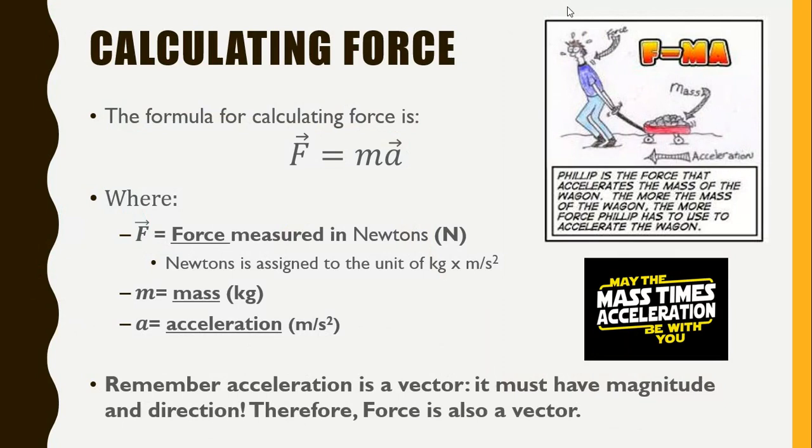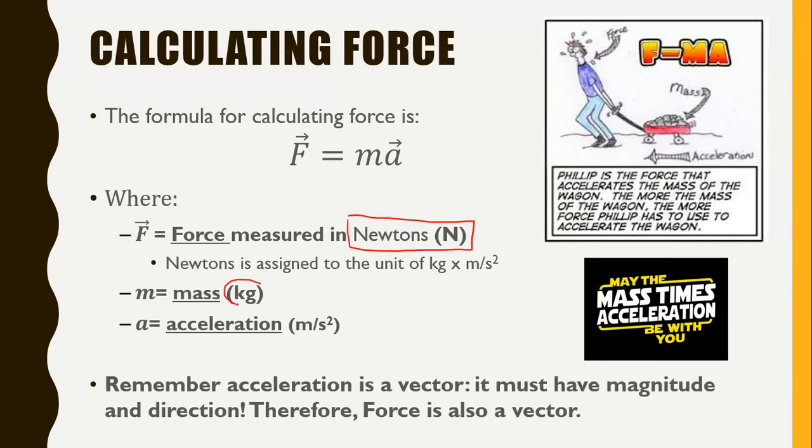Now, the reason why I brought up Sir Isaac Newton is because the units for force are actually named after him. So the units for force are calculated in newtons. This is kind of a made-up unit, and a newton actually stands for a kilogram meters per second squared. So what that means is when we're calculating force, our mass is in kilograms.